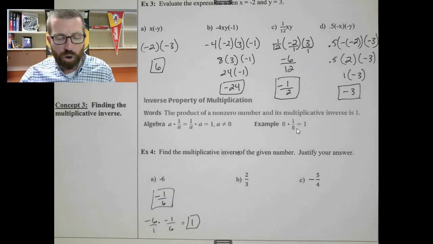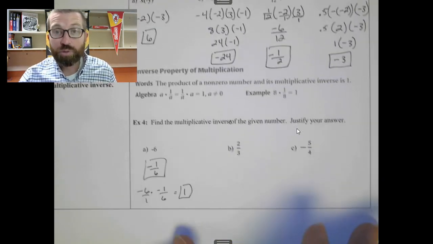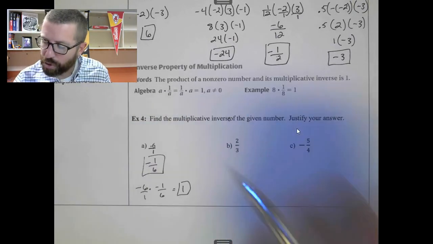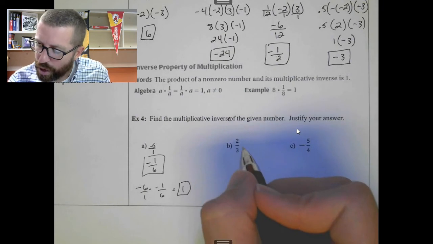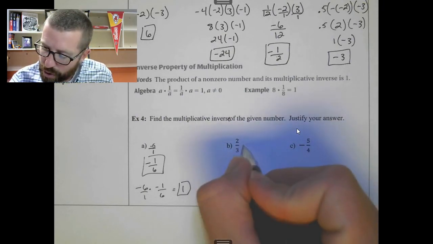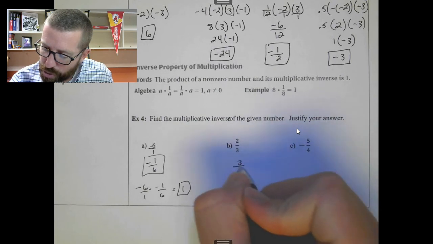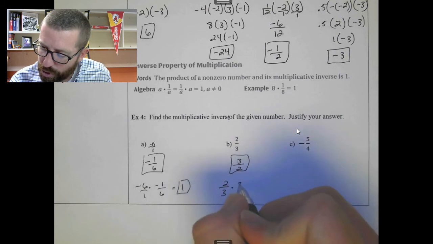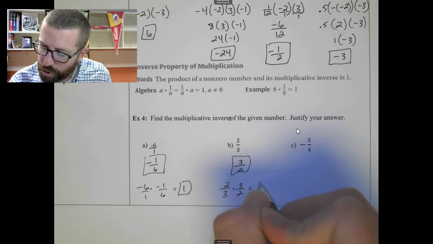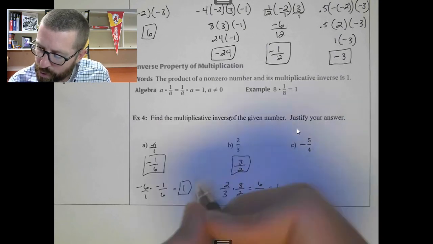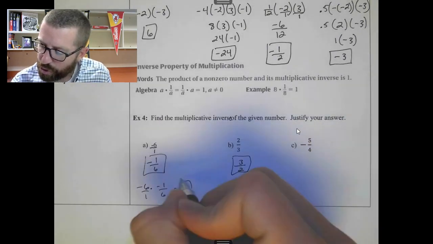So hopefully you can start seeing this pattern of flipping the fraction. Negative 6 over 1 is just flipping the fraction. 2 over 3, we're going to flip the fraction and make it 3 over 2 for the inverse. To justify it, we could say, well, 2 over 3 times 3 over 2 is equal to 6 over 6, which is equal to 1. So that justifies our answer.